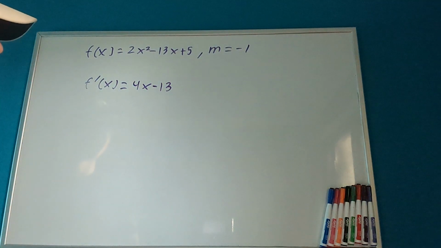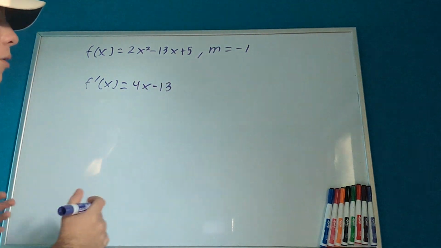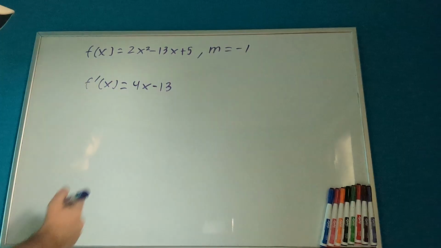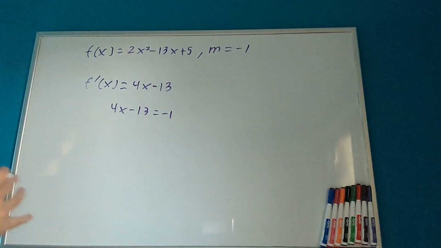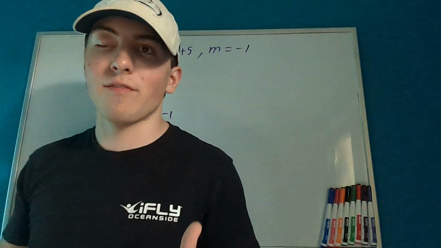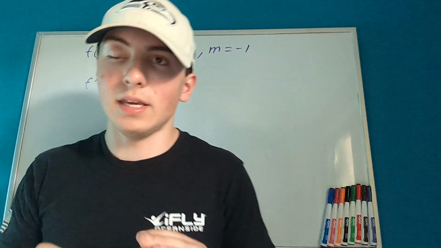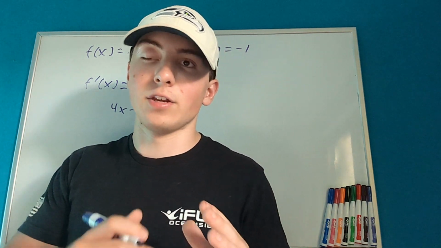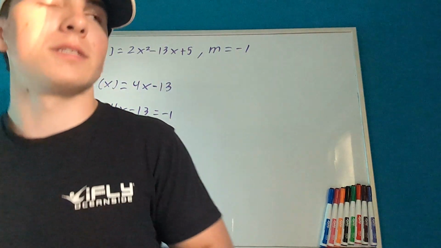We haven't done anything hard yet. That's all been easy. So then what we want to do is equate this to our given slope value. So 4x minus 13 equals negative 1. If you get something like this, that means you do in fact have a point where the tangent line will equal that slope value. So we do have a point. If you take the derivative, equate that to the slope, and come up with some nonsensical statement, then you don't have a point.